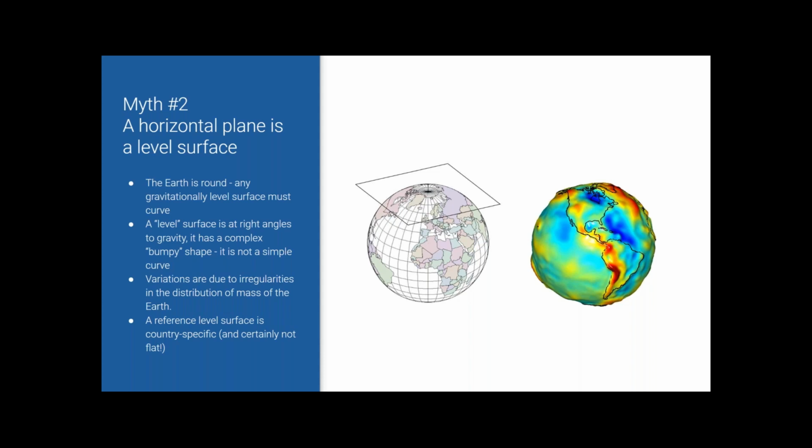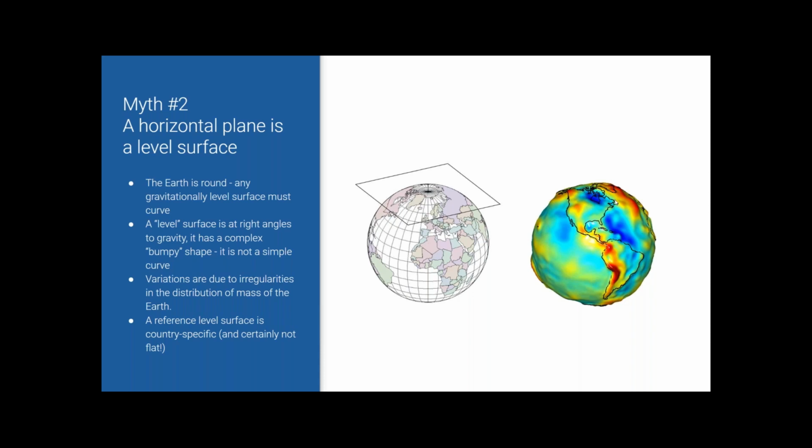Myth number two: a horizontal plane is a level surface. Now, intuitively, we know that if you put a flat surface on the round Earth, it cannot be correct. The Earth is round, and gravity works no matter where you are. As kids, we used to joke about how you keep the Australians on the Earth, that they would fall off, but that's not the way the Earth works. Gravity goes towards the center of the Earth. So a level surface is not a surface that is flat. It is a surface that represents a gravitational potential.